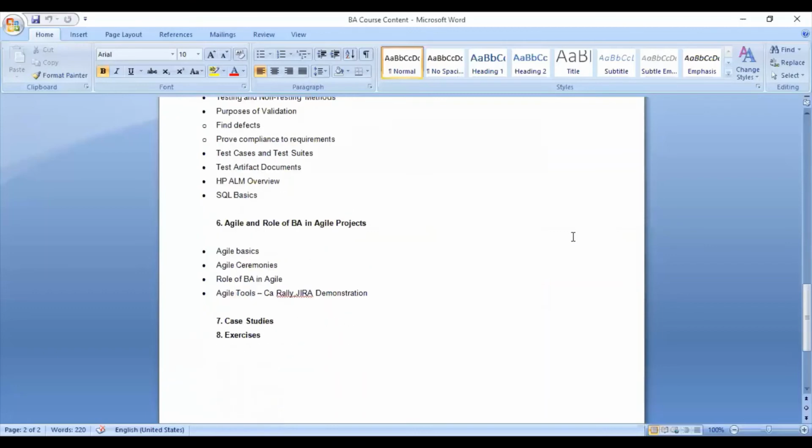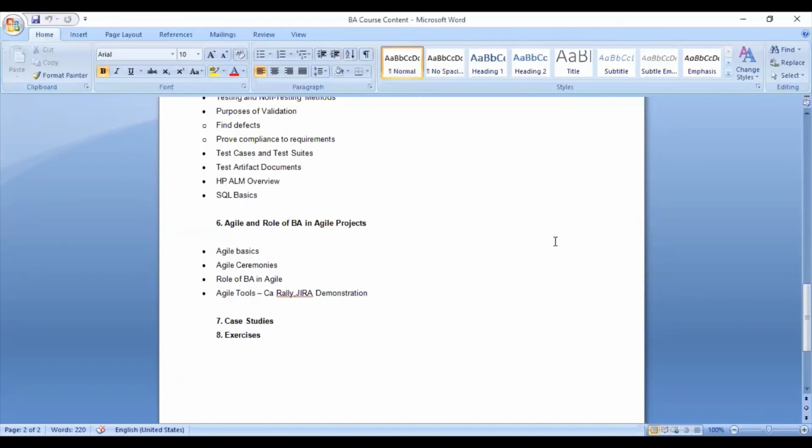The last thing is Agile and the role of BA in Agile projects. This is the most important part. Though it is at the end of this course content, from day 2 we will be discussing these topics in parallel with the existing course curriculum. As I have explained earlier, in Agile, what kind of documents we will be having, and in Waterfall, what kind of documents we are having. Based on that, we will be having a mix of Agile in our day-to-day training.